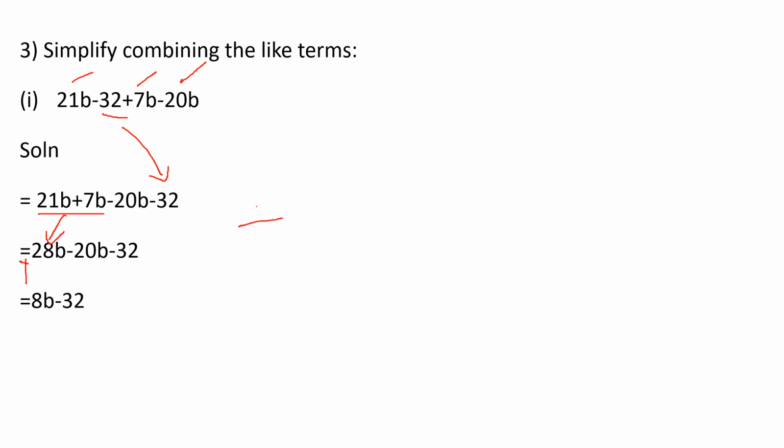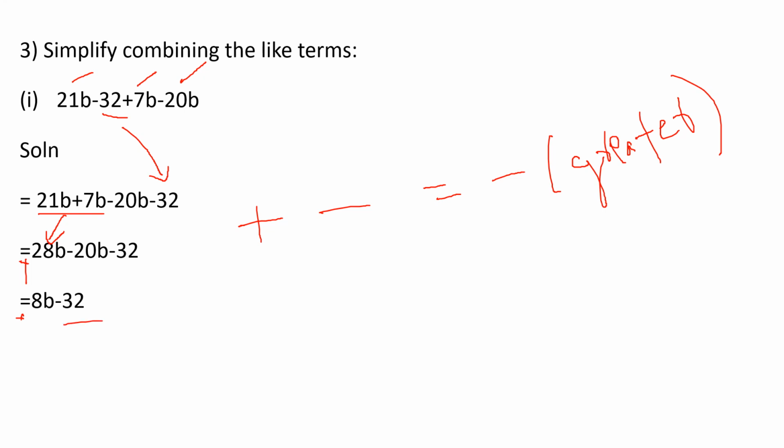Now plus 28 and minus 20. So plus and minus means what will you do? You will subtract it and you will write the greater number's symbol. You remember this integer rule? So 28 minus 20, what is the answer you are getting? 8. Here 28 is greater or 20 is greater? 28 is greater. And what is the symbol for 28? Plus. So plus 8b. Then here only one constant term, write there minus 32. Okay, this is how we combine and write the answer.